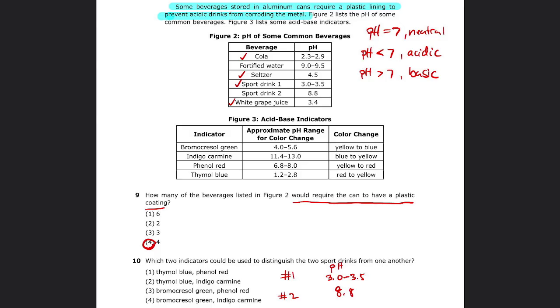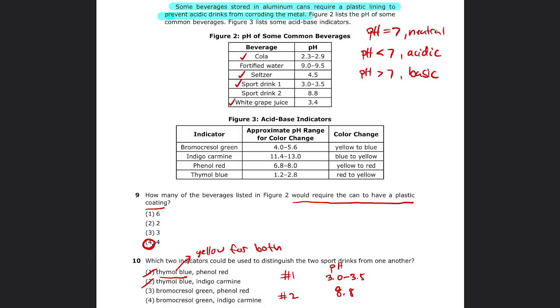So then let's just start evaluating indicators with respect to figure 3. So for choice number 1, thymol blue, if we look at thymol blue, well, under 1.1, it's going to be red, and then above 2.8, it's going to be yellow. So both of the beverages are above 2.8. So in other words, thymol blue would be yellow for both of them. So we can eliminate answer choice number 1. Answer choice number 2 also mentions thymol blue. Again, we'll eliminate that because both are above 2.8. They'll both be yellow.